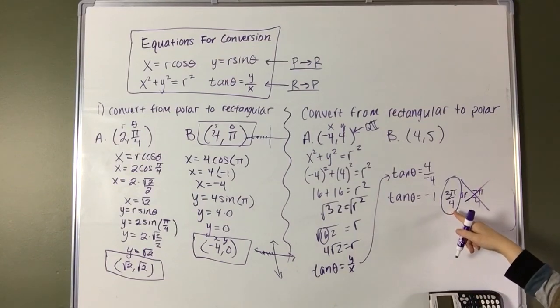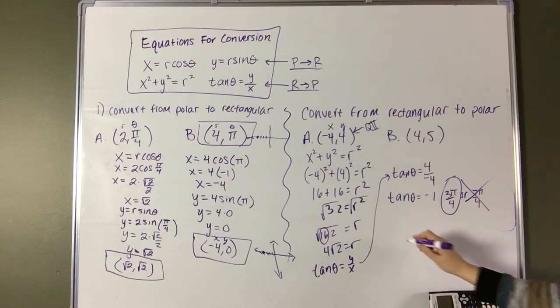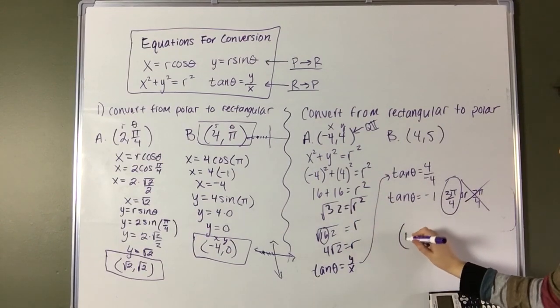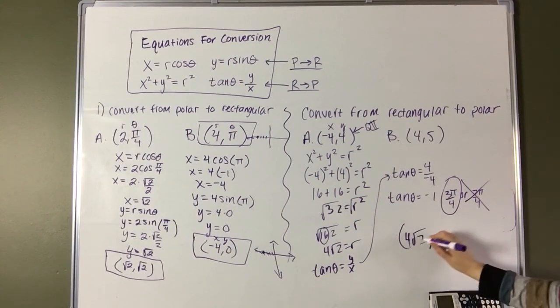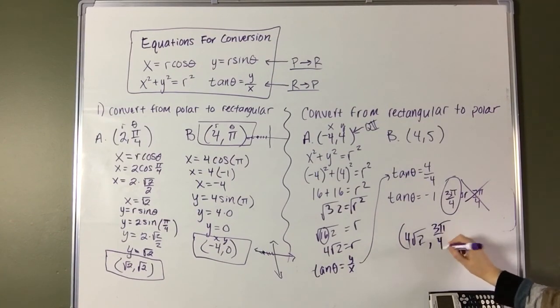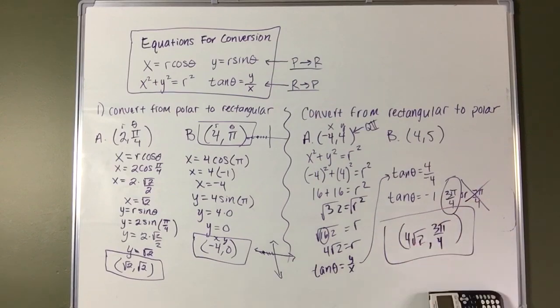So that's theta. So our point is always r, theta. So we got r was 4 square root 2. Theta is 3 pi over 4. Okay, so we have 4 square root 2, 3 pi over 4 is our final answer for A.